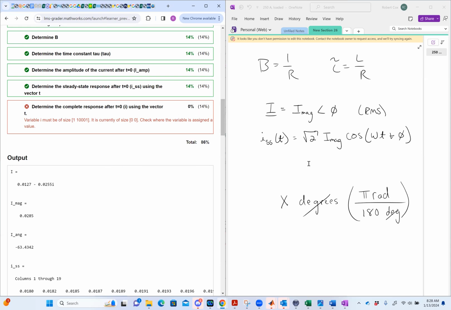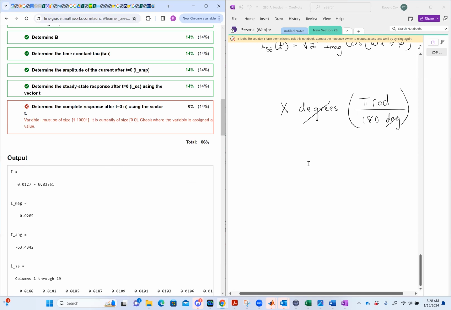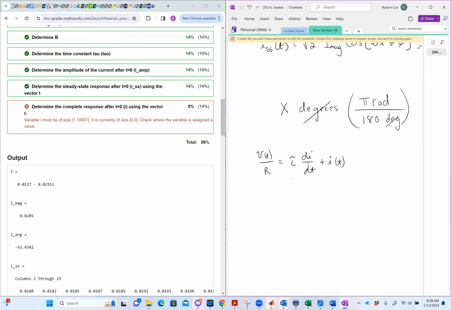All right, so to do this, I can go back to the differential equation. So I have basically as my differential equation v of t over R equals tau di by dt plus I of t. And as we've said, the solution has two parts. I of t would have a transient response, which is A e to the negative t over tau, and then it has the steady state response, right?